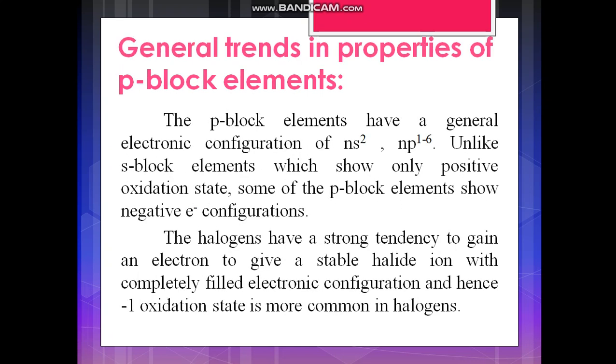What are the general trends in P block elements? The P block elements have a general electronic configuration of ns2 np1-6. Unlike S block elements, they show not only positive oxidation states, and some of the P block elements show negative oxidation states. The halogens have a strong tendency to gain an electron to give a stable halide ion with a completely filled electronic configuration, and hence the -1 oxidation state is more common in halogens. This is a general trend that is observed in the P block elements.